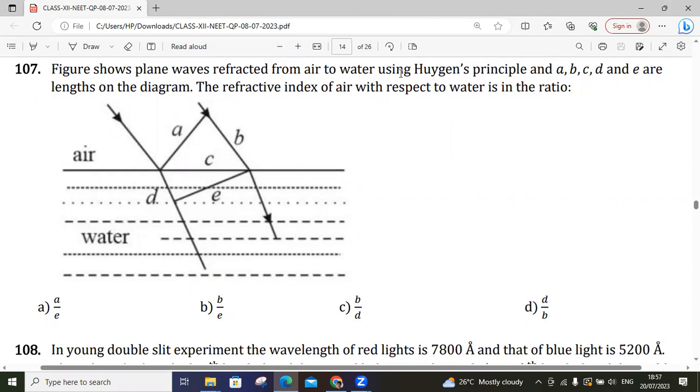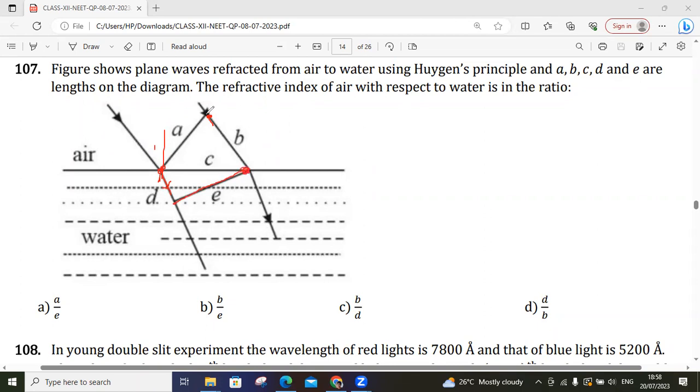Okay. The refractive index of air with respect to water is in the ratio. So if we see in this, this is the incident ray. So this will be I like that. So this will be one of the rays. This will be one of the rays. So if you see, this is a wavefront, right?